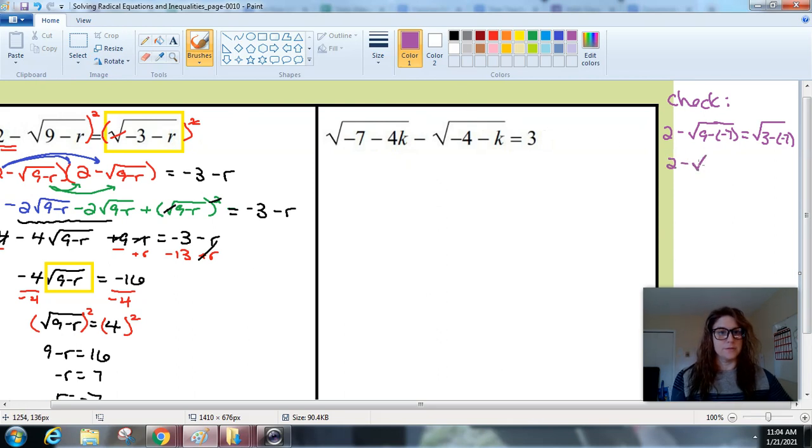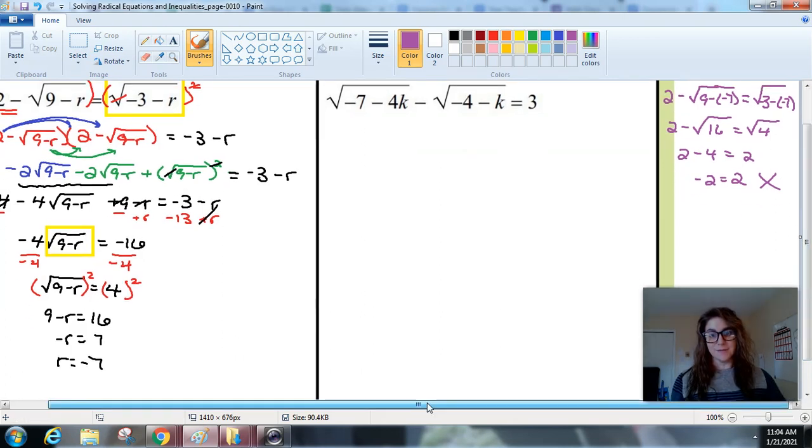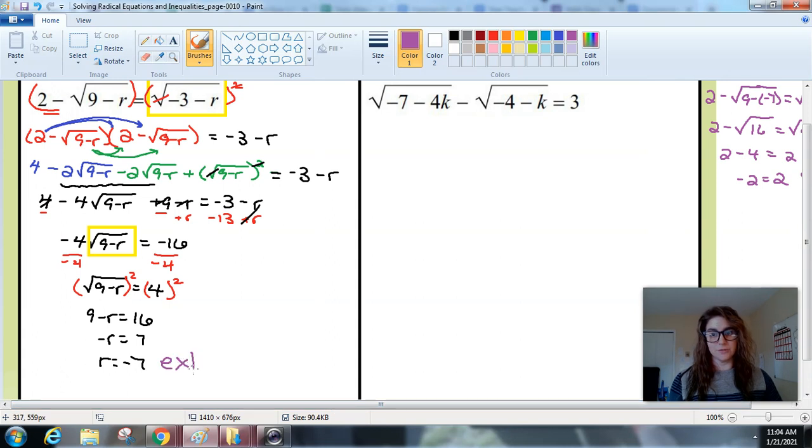So 2 minus square root. 9 minus a -7 is 9 plus 7. That's 16. Square root, -3. So -3 minus a -7 is -3 plus 7. That's 4. Simplify your radicals. Square root of 16 is 4. Square root of 4 is 2. 2 minus 4 is -2 equals 2. That does not work, and I don't have any others to try. So that tells me that this -7 is an extraneous solution.